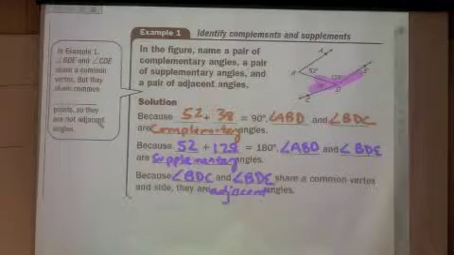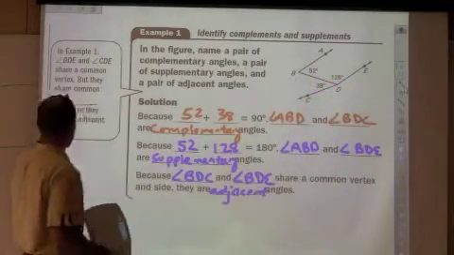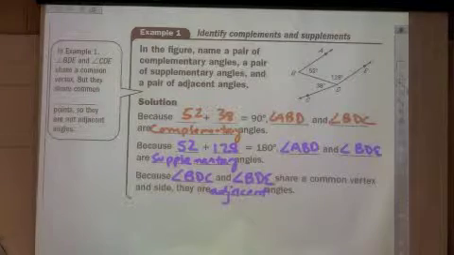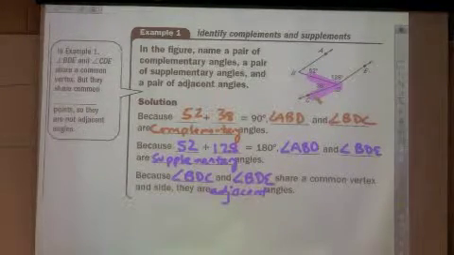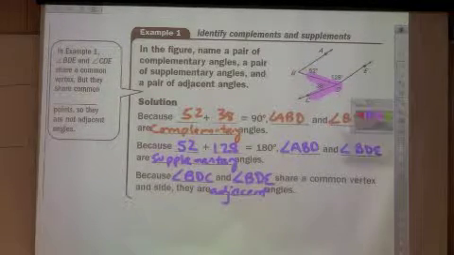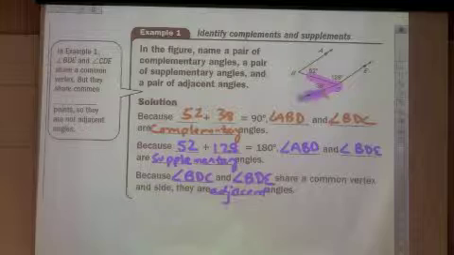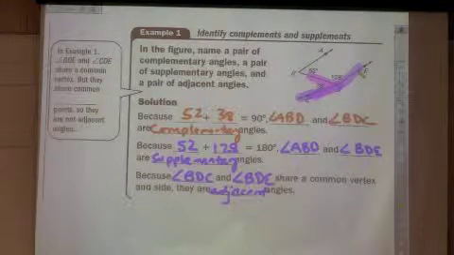Now, the little margin here, they give you a little note. It says, in example 1, angle BDE. Let me highlight that one. That's right here. And angle CDE, I'll put that one in a different highlighter color. CDE, why aren't they adjacent?